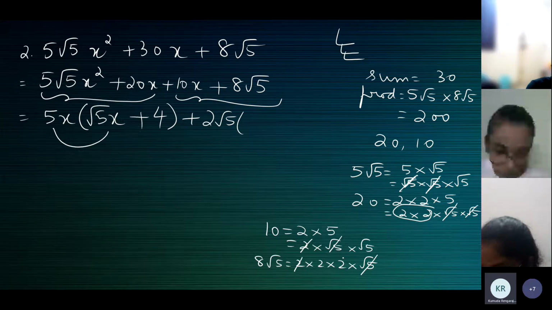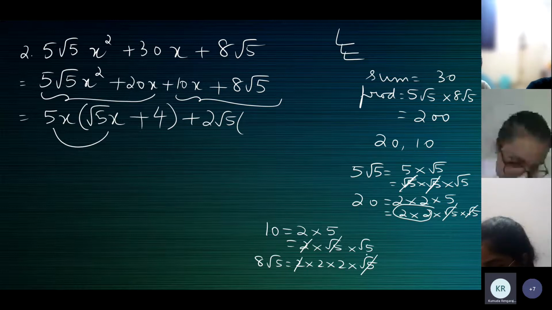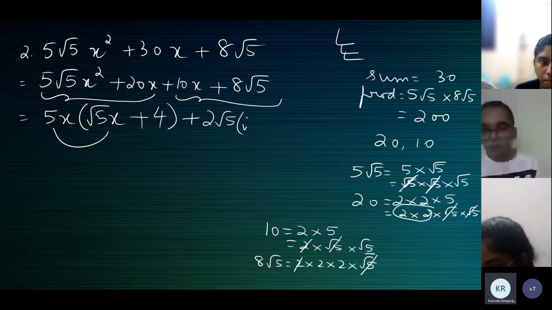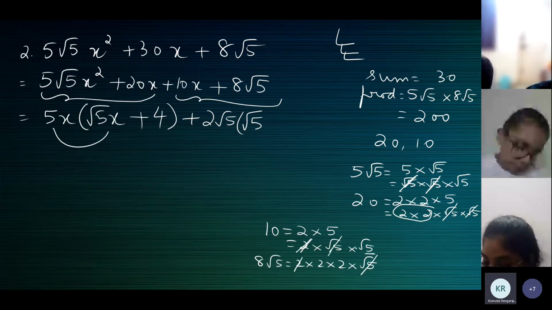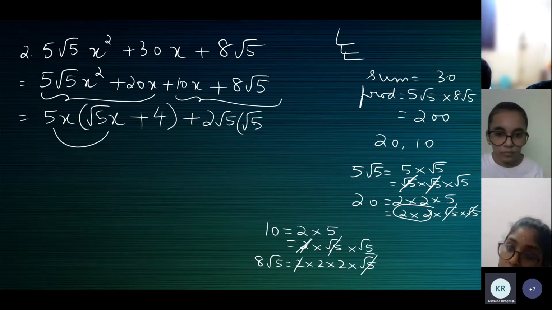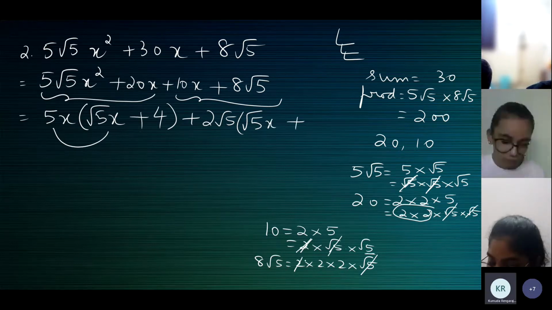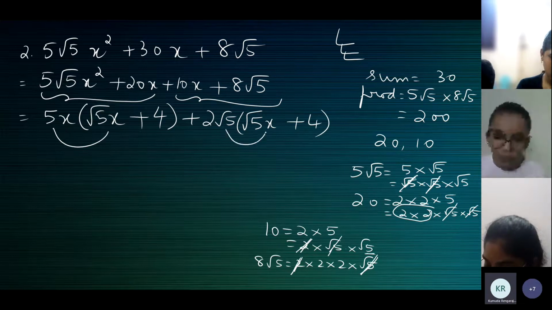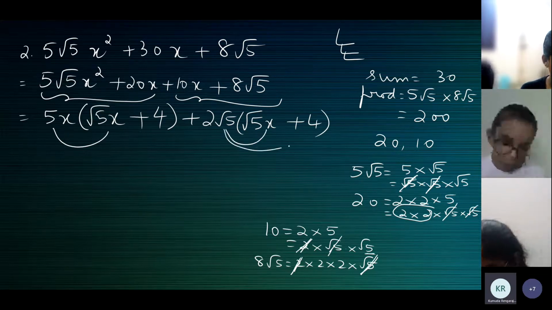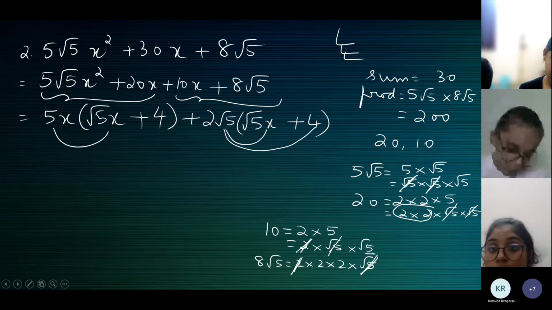Open bracket. Now if 2 root 5 is common, what is remaining here? Root 5. That will come inside the bracket for 10x. See, 2 root 5 is taken out common, so this root 5 will come inside the bracket. X plus. Now for 8 root 5, 2 root 5 is common, so 2 into 4 inside the bracket. When you multiply these two, you will get 10x. When you multiply these two, you will get 8 root 5.